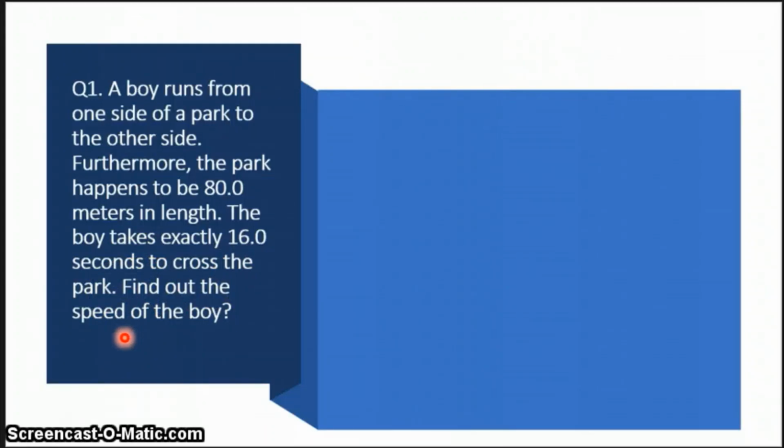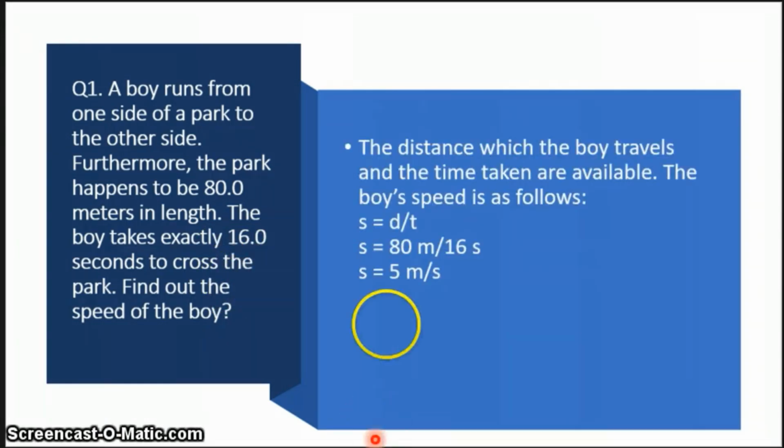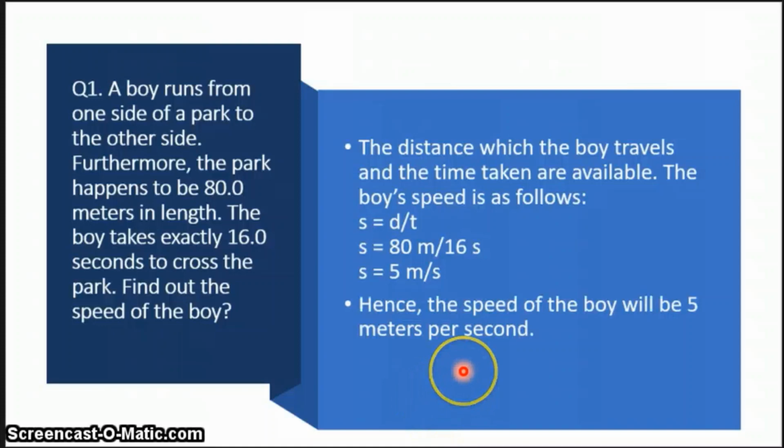So what you have to do? You have to find out the speed. And what is the formula for speed? Distance traveled divided by time taken. So here the distance is 80 meters and the time is 16 seconds. So you have to divide it. The formula for speed is distance divided by time, so it will be 80 meters divided by 16 seconds, which is 5 meters per second. So the speed of the boy will be 5 meters per second.